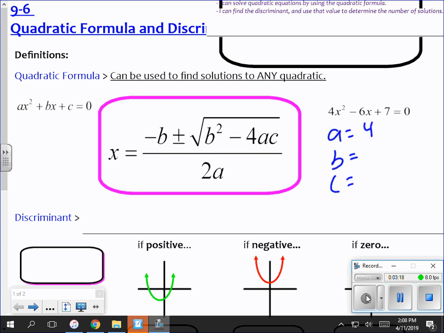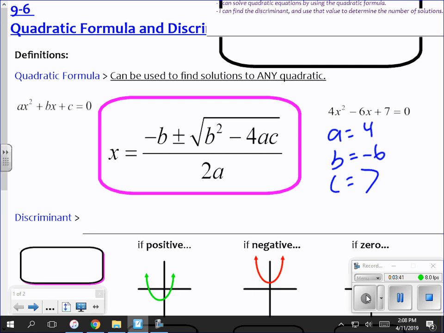Yes, watch the negatives. It's how many x's? I have a negative 6. And then C is just the constant by itself. My C is 7. So when I use the formula, all I will do is take these three numbers and plug them into the appropriate places in the formula. We'll be doing that in a minute. Okay, we'll do a couple of problems together. You'll see exactly how to do this.